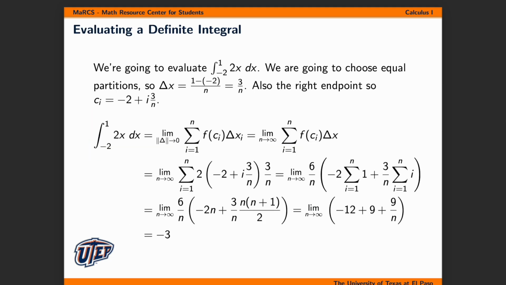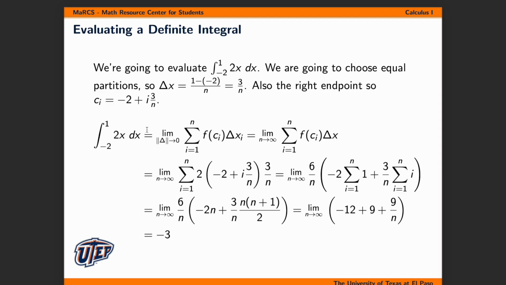So now we will be evaluating the definite integral from -2 to 1 of the function 2x with respect to x. So we're going to choose equal partitions. So our delta x will be equal to (1 - (-2)) divided by n, so that is equal to 3 over n. And we will be using the right endpoint, so our ci will be equal to -2 plus i times 3 divided by n.